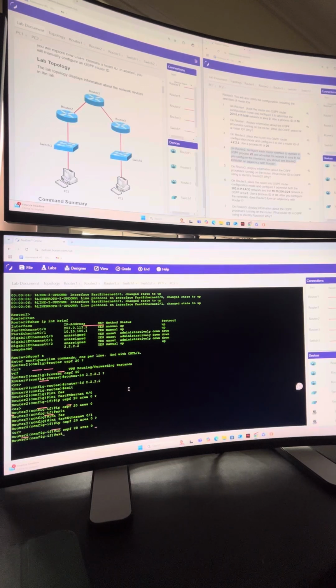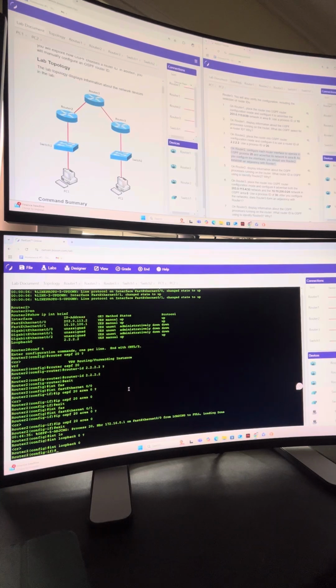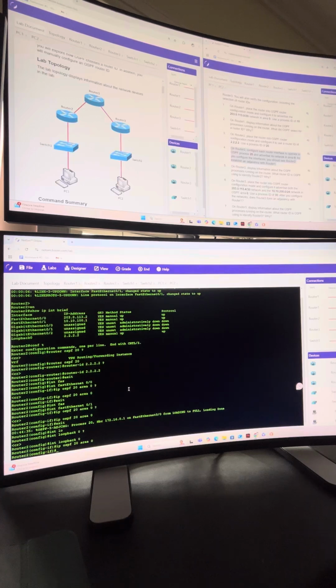And let's do an exit. And lastly, let's do interface loopback 0. And let's do an IP OSPF for process ID of 20. And we want to place it into area 0 as well.